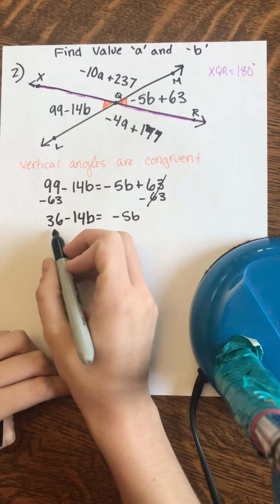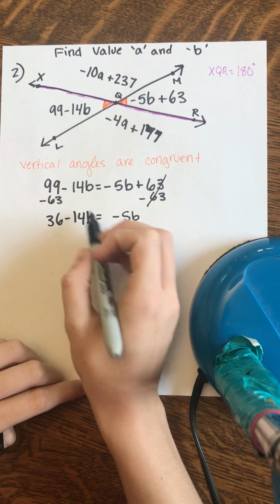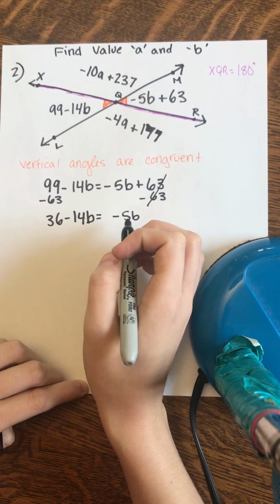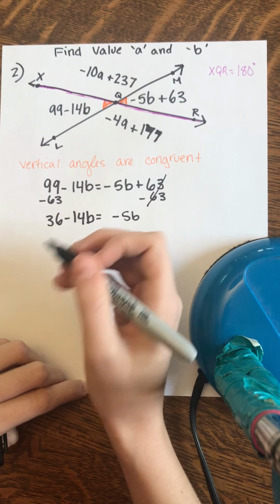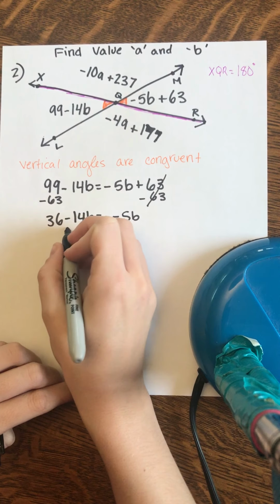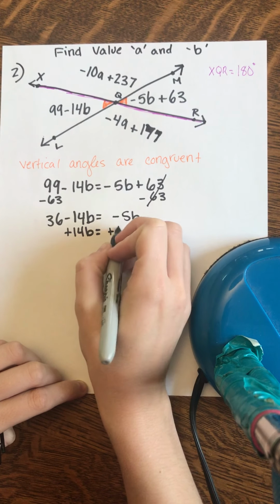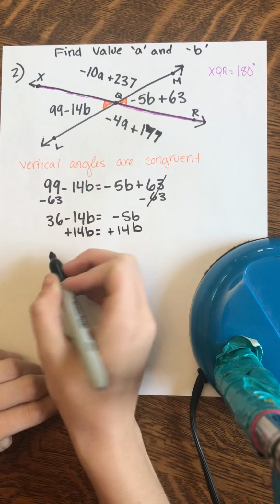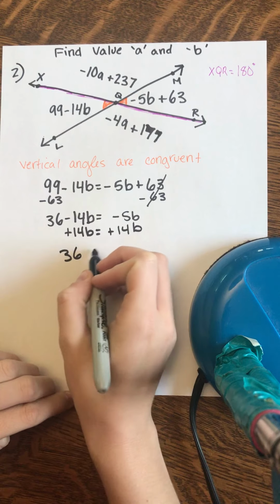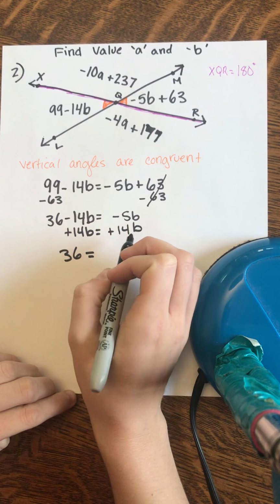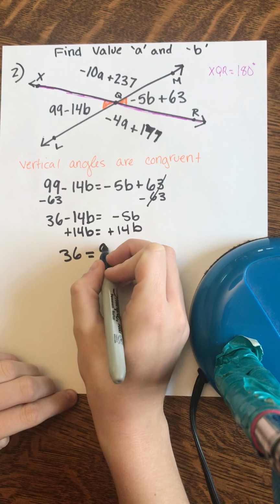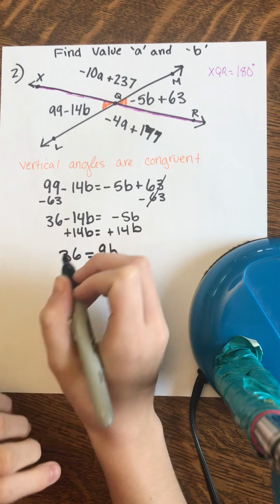Well, I have the whole number on one side, so now I need to deal with the variable. I want it on one side as well. The opposite of subtracting, the inverse operation of subtracting, is adding. So I'm going to add 14b to both sides. So I'm adding 14b. And I get 36 equals negative 5b plus 14b, or positive 9b.